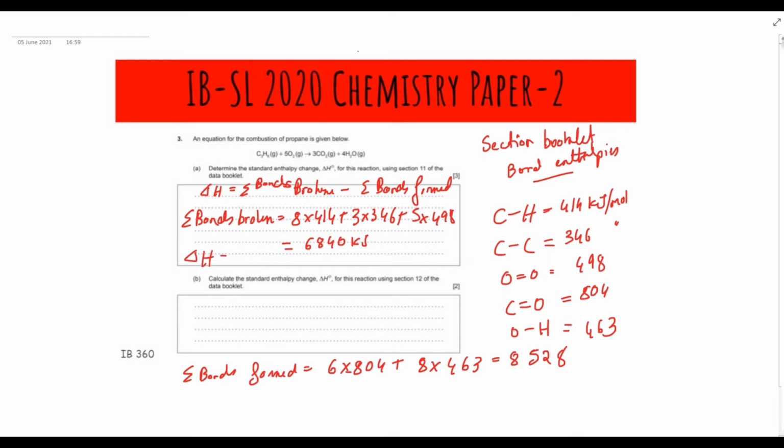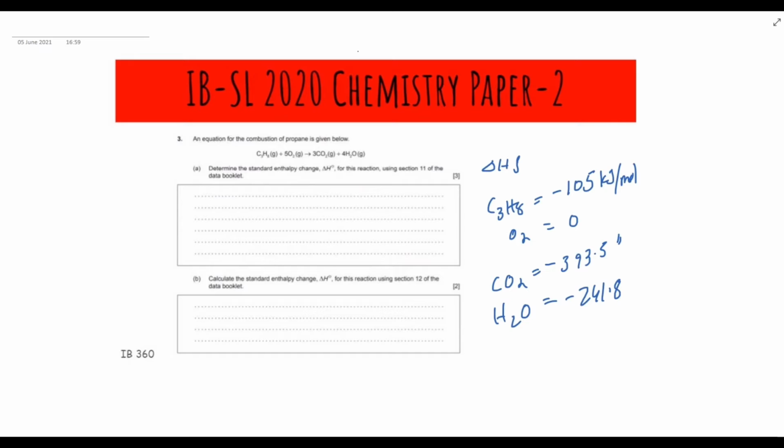So our delta H would be bonds broken minus bonds formed. This is bonds broken, this is bonds formed. Both have the same unit of kilojoule per mole. So 6840 minus 8528. Our answer is minus 1688 kilojoule per mole. This is the final answer.